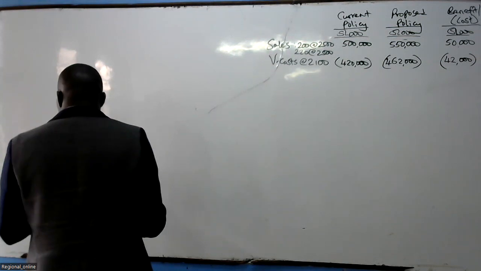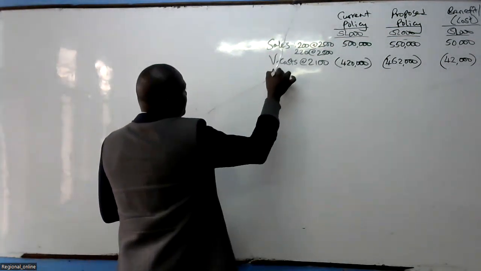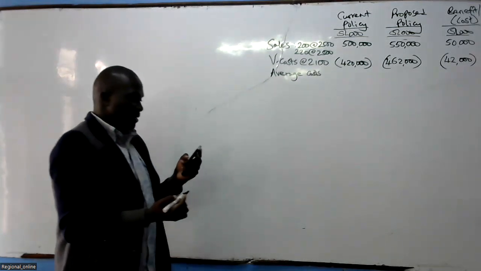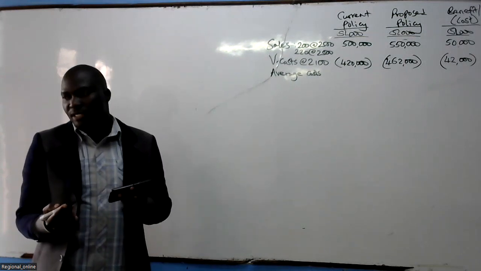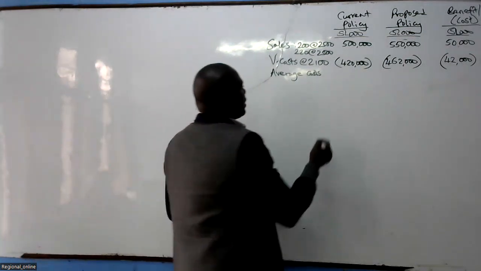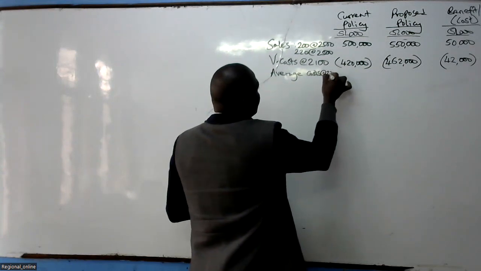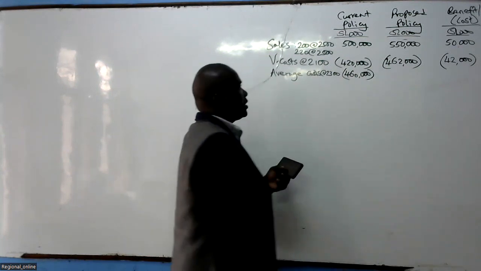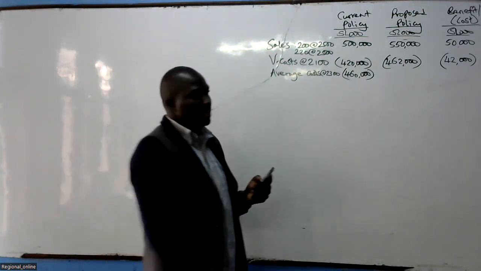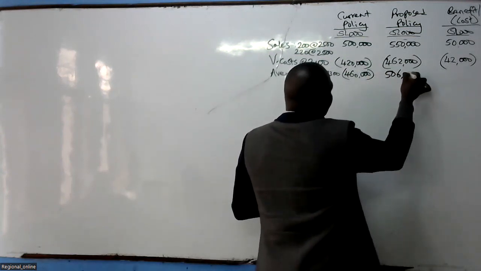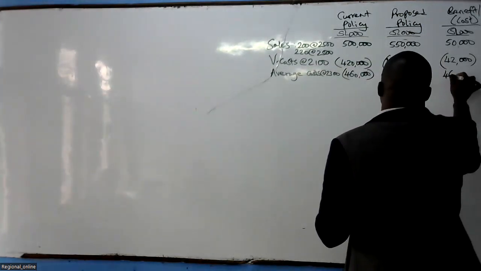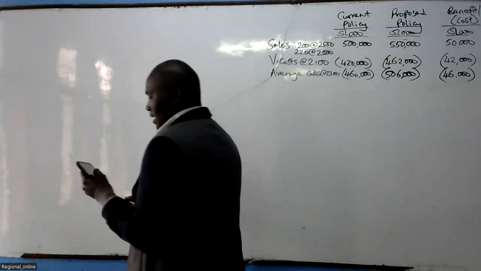So other than the variable cost, we have average costs, which per unit is 2,300 still. So currently 2,300 times 200, or 460,000, with the proposed policy 2,300 times 220, 506. So the average cost increased by how much? Good or bad? Very bad. Any other expense?